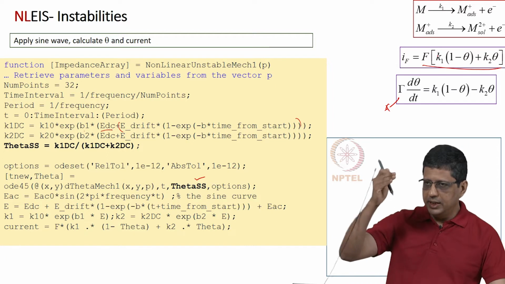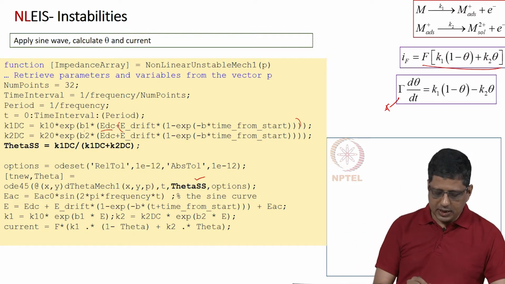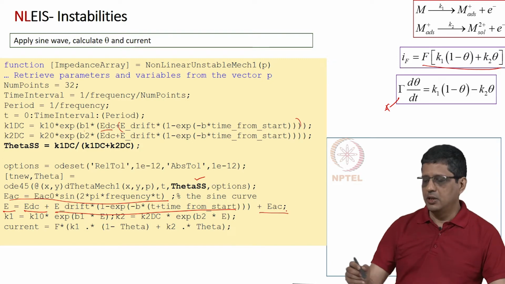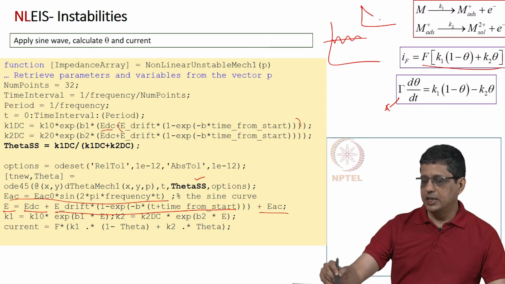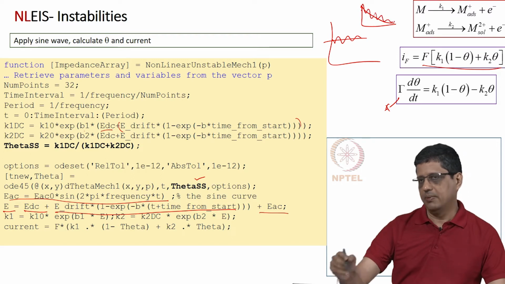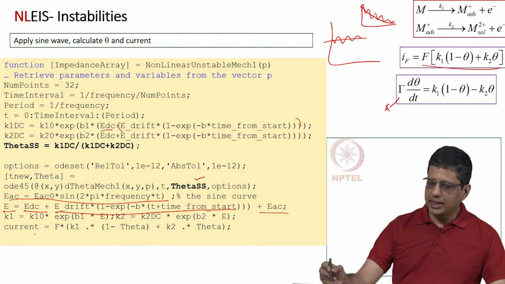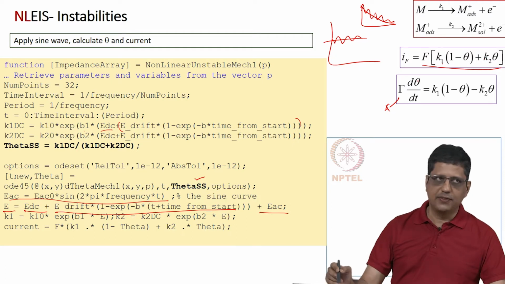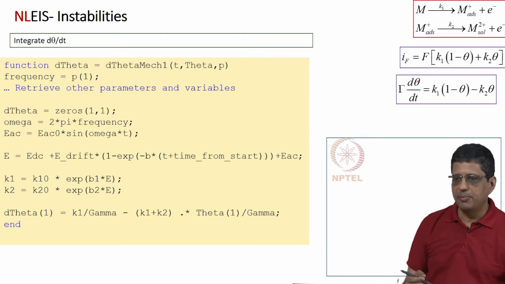If you have theta as a function of time, you can generate anyway E as a function of time. Just remember you have EAC, but E is EDC plus drift plus EAC. So, it is not just DC plus sign, it is actually DC that is changing plus sign. Okay. And then once you know the E as a function of time, you can calculate k1 and k2 as a function of time. The integration has given us theta as a function of time. So, we can calculate the current and then perform the FFT.